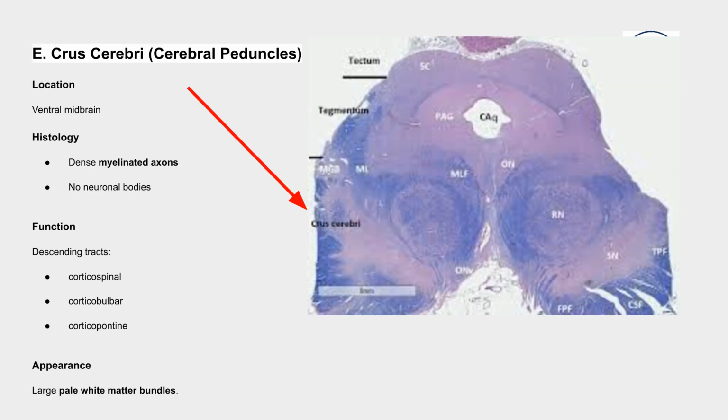The crus cerebri, or cerebral peduncles, are located in the ventral midbrain. They consist of dense, myelinated axons with no neuronal bodies. Their function is housing descending tracts like corticospinal, corticobulbar, and corticopontine. They appear as large, pale white matter bundles.